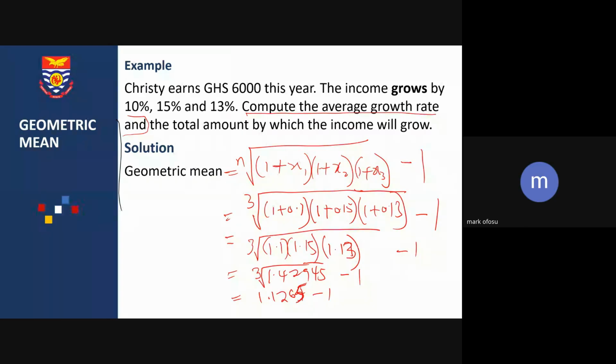Not 1.965. So the problem now is how we use the calculator. I used the phone. I didn't use the calculator. So we should get what Daniel gave us, 1.1265. And then when we do the minus 1, the final answer is going to be 0.1265, which is the same as 12.65%.